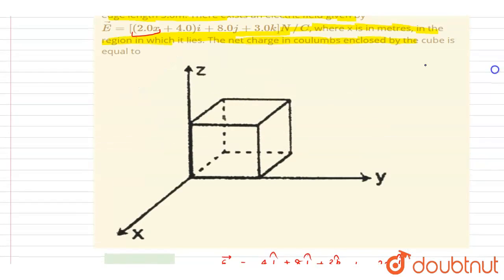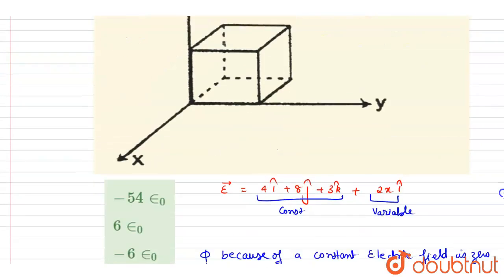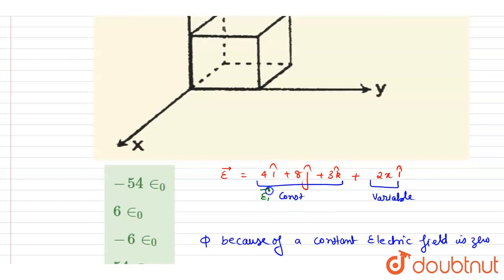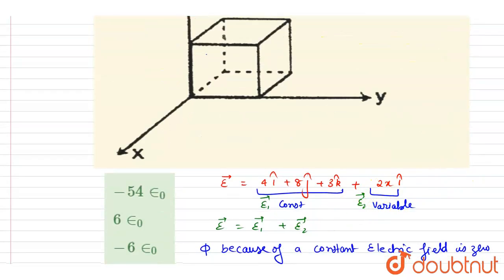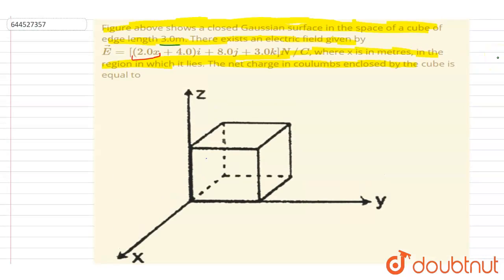And let's calculate the flux because of this variable component. You can also assume it as an E1 vector and E2 vector. So this is E1 plus E2 vector, and because of this E1, there will be no flux. Let's calculate the flux because of E2. See the diagram here. The variable component is along x. It is 2x i cap, so it will be along the x direction. If I draw the electric field variable component, it is directed along x.